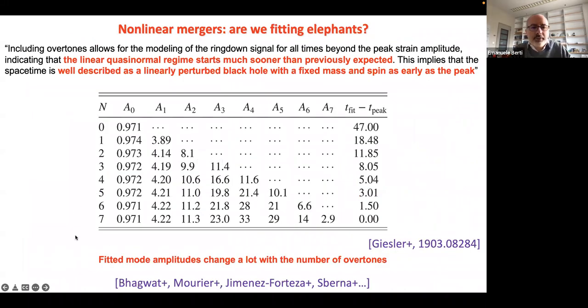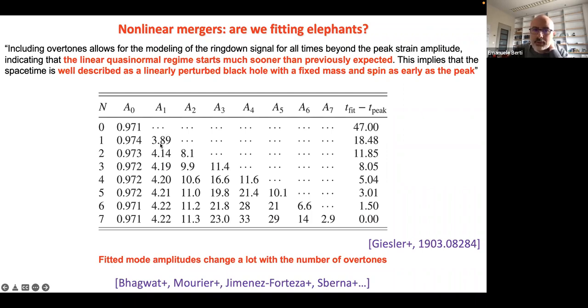In fact, if you look more carefully at the paper by Giesler and others, you start noticing that something is not quite right. What you see here is the fitted amplitude of the fundamental mode, then the fundamental mode plus the first overtone, then the fundamental mode plus the first and second overtones, and so on. Now look at the fitted amplitudes of these modes. The fundamental is doing pretty well. The amplitude is constant to within 3 decimals.